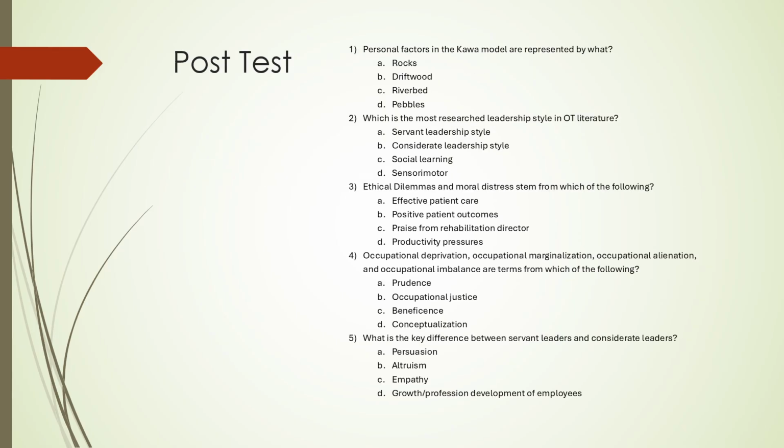Question number one. Personal factors in the Kawa model are represented by what? Rocks, driftwood, riverbed, or pebbles? Question number two. Which is the most researched leadership style in OT literature? Is it servant leadership style, considerate leadership style, social learning, or sensory motor? Ethical dilemmas and moral distress stem from which of the following? Is it effective patient care, positive patient outcomes, praise from the rehab director, or productivity pressures?